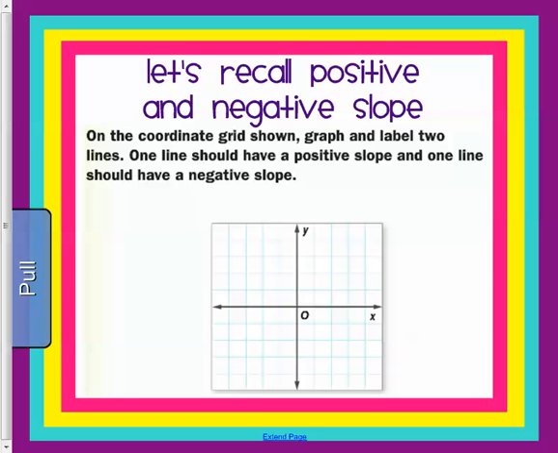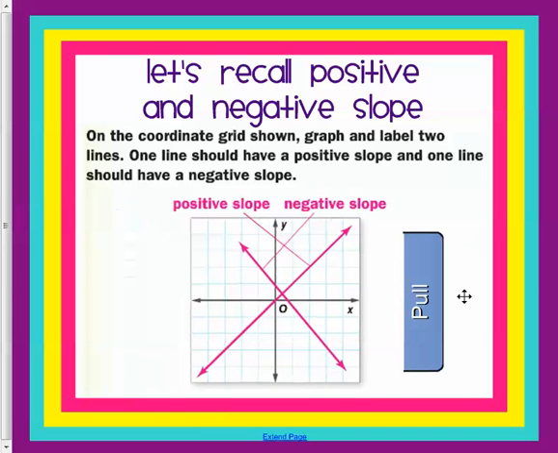Today we're talking about scatter plots. Let's recall positive and negative slope. If we look at the coordinate grid, a positive slope would go from the left to the right, increasing, while a negative slope would go from the left to the right and decrease.